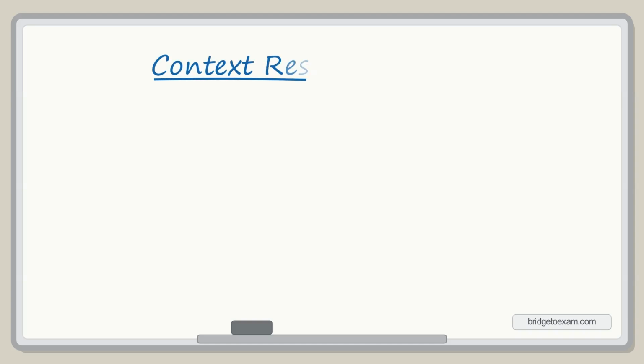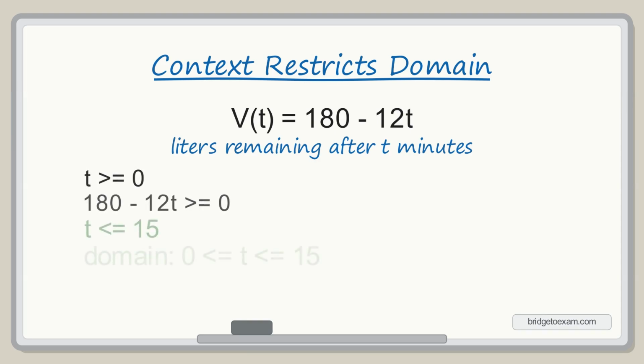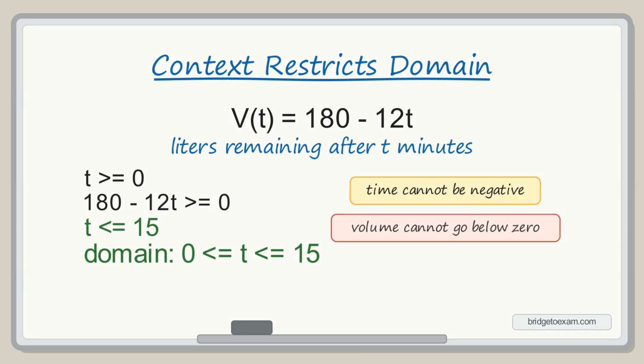A formula may accept many algebraic inputs, but context can restrict the domain. For a tank with V of t equals 180 minus 12t, time cannot be negative, and volume cannot be below 0. The meaningful domain is 0 to 15 minutes.